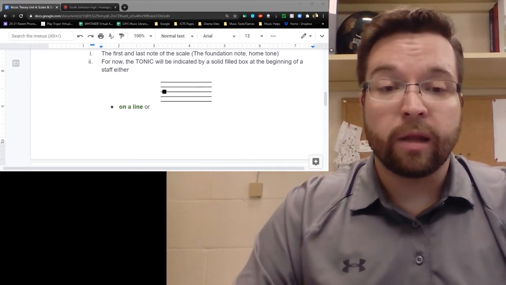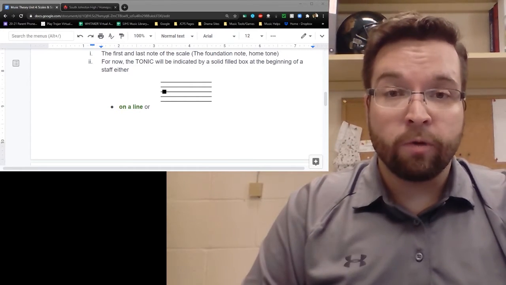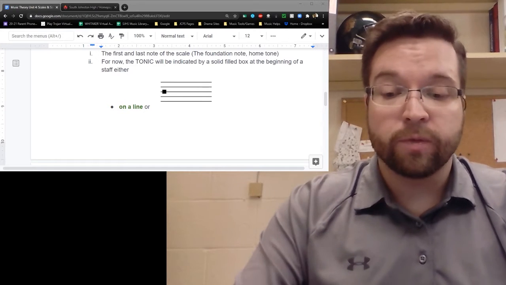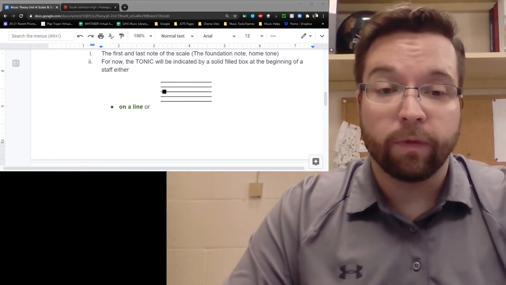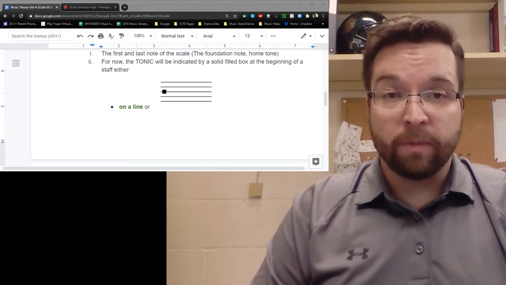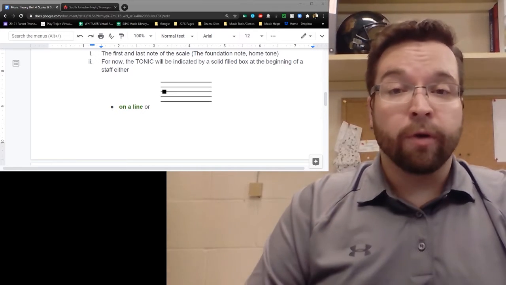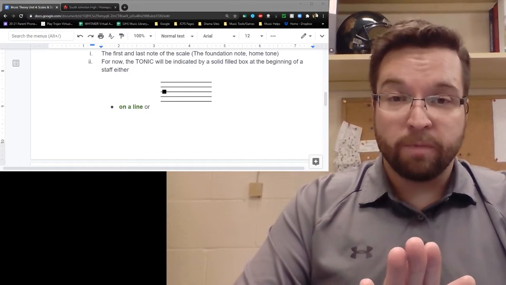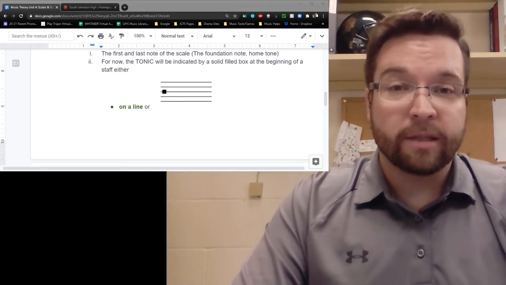I want to start you out learning this is our home pitch. This is our tonic note. That's what I want to get you to learn for right now. We'll add the treble and bass clef later, and if you've never heard of a treble and bass clef, just be patient. We'll get to it in the next couple of weeks.